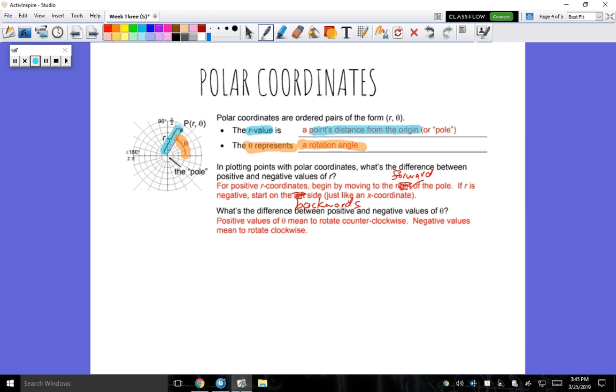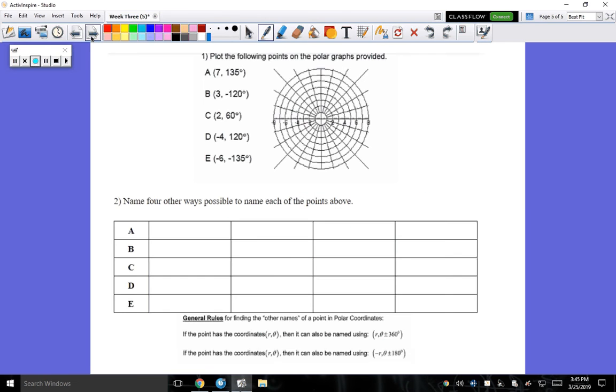Positive values of theta mean that you're going counterclockwise. Negative values are clockwise. Pretty simple. Now, let's plot A. Remember, you're always going to do the angle first.